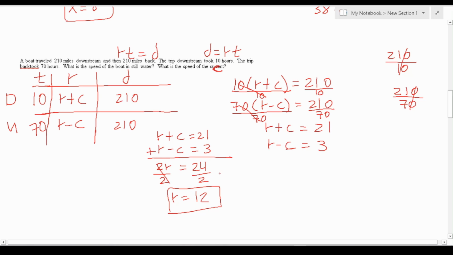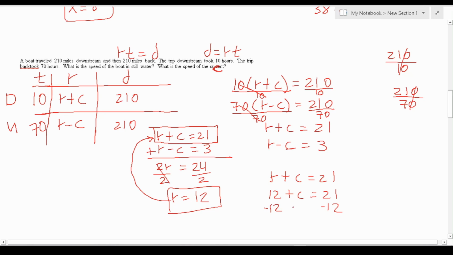Okay, so we've solved for that. Now we just need to find the speed of the current. And if you remember the next step in the algorithm to solving a system of equations via elimination, it's to take this variable that we solved for and add it back into the original equation. So I'm going to take this r and plug it into this first equation here, and then that will give me c. So if we do r plus c equals 21, plug in r accordingly, 12 plus c equals 21. To get c by itself, we're going to subtract 12 from both sides. That's going to cross out and leave us with c equals 21 minus 12.